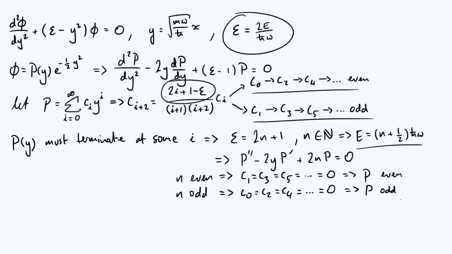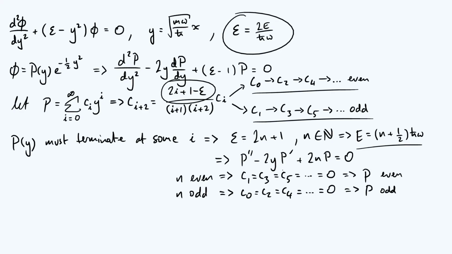And so as you go up this ladder of energy levels, starting from half h bar omega and going up in units of h bar omega, your wave functions alternate between being even and then odd, and then even and then odd, and so on. We can say that in a slightly fancier sounding way as the wave functions have definite parity, meaning they're either even or odd, and they alternate between the two.